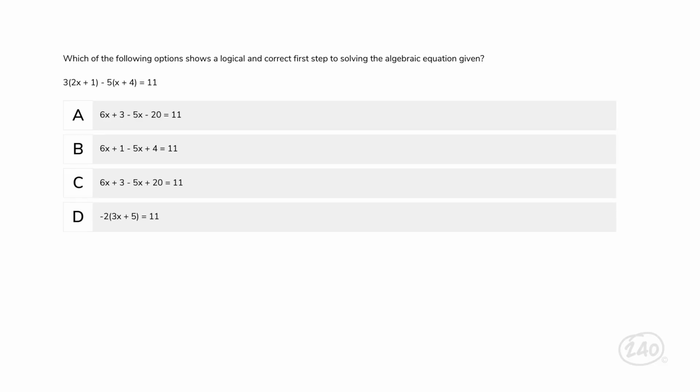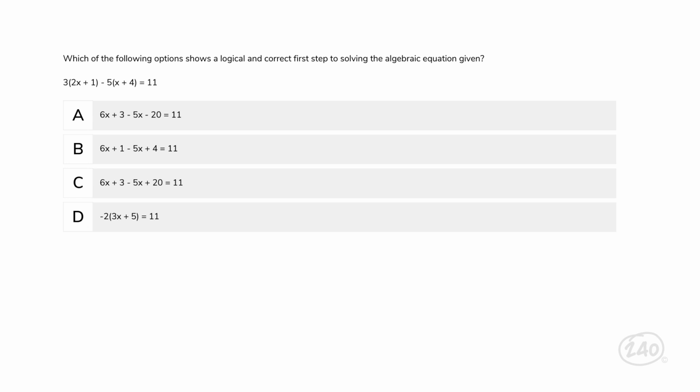Ready to look at algebra? Now before I show you this question, remember that I told you they get harder, and this one delivers. Which of the following options shows a logical and correct first step to solving the algebraic equation given?